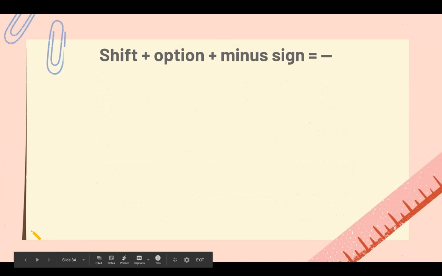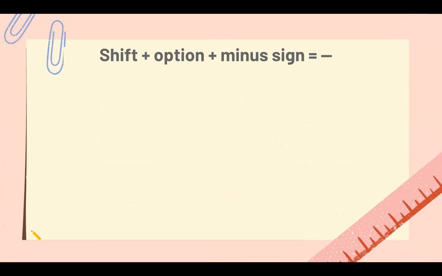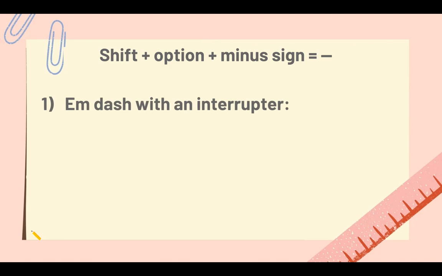On your keyboard, to make an em dash, you hold Shift Option minus sign. Shift Option minus sign will give you that em dash. It's like a longer line, not a hyphen. It's a longer hyphen, right? It's called an em dash. So there's two ways you could use an em dash in your writing.